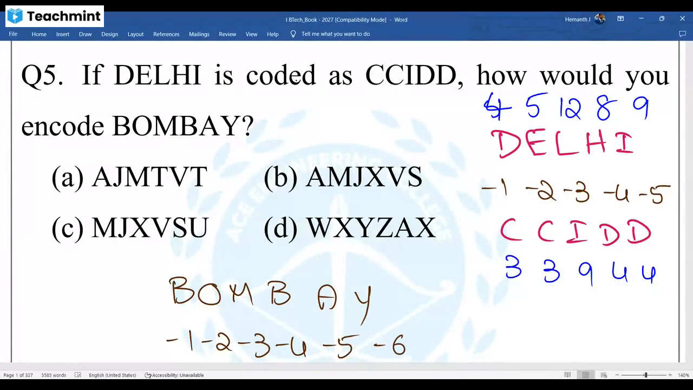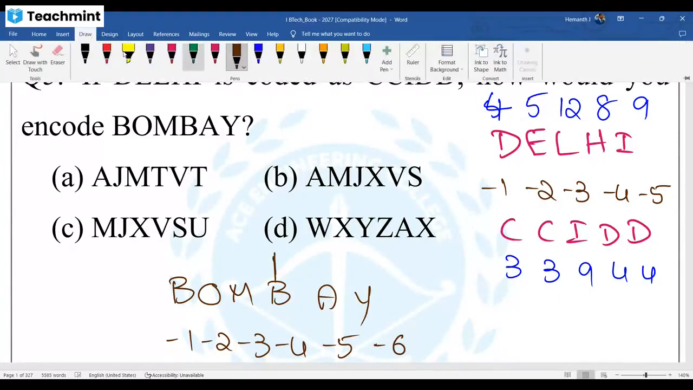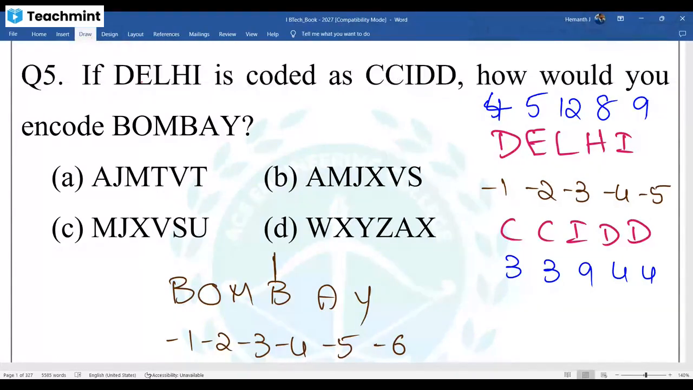The discussion we did so far is going to help you here. What is the B value actually? 2. 2 minus 4 will give minus 2. You got a negative. To avoid that negative, I can take B as 28 here, the B next cycle value. 2 minus 4 is minus 2, and we don't know what the codes for negative values are. We know only from 1 to 26, A1, B2, and so on up to Z26. So when you are getting a negative, you take the next cycle value. B instead of 2, you take 28.